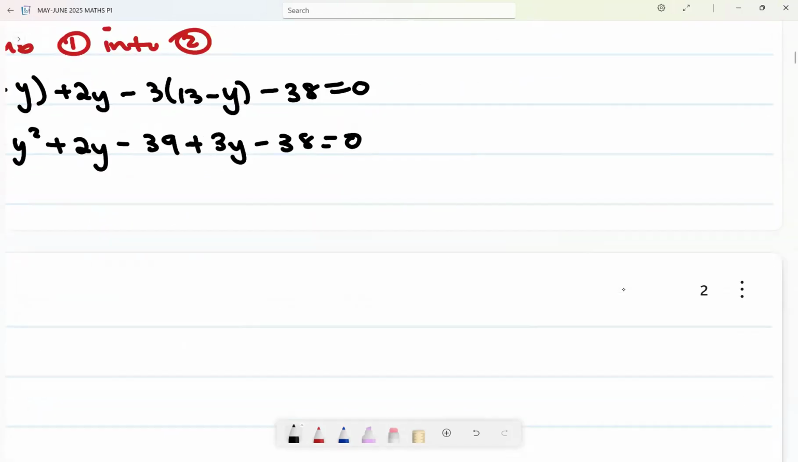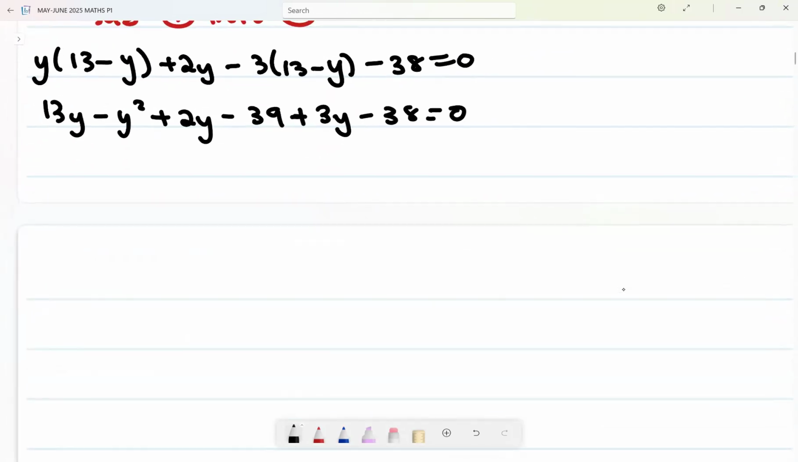Insert page above. Guys, okay. And then I'm going to have negative y squared, 2y plus 3y. It will be plus 5y. And then, okay, plus 13y. 2y plus 3y plus 13y is just 18y instead. And then I have negative 39 minus 38. 39 multiplied by 2 is 78. So it's going to be minus 77, guys. It is equal to 0.